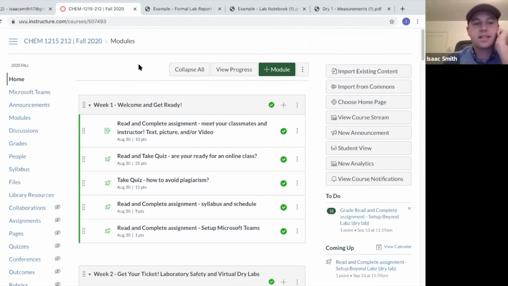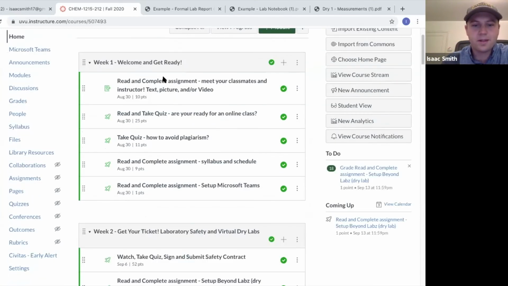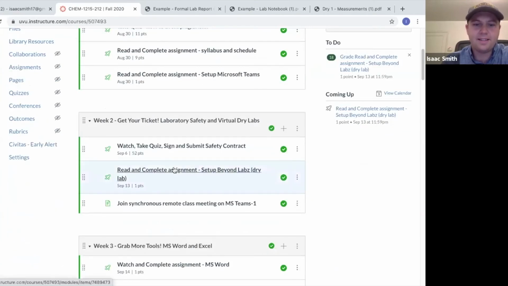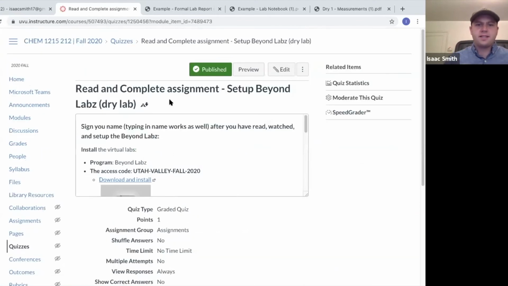Now I'm just going to set up Beyond Labs on my computer, for those who still need help setting it up. I don't know if I mentioned this earlier, but I extended this assignment because I know a lot of people were having issues. So I'll just make it due this week. Sometime this week we need to get Beyond Labs set up.